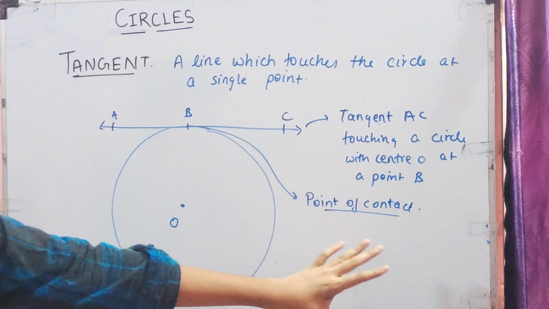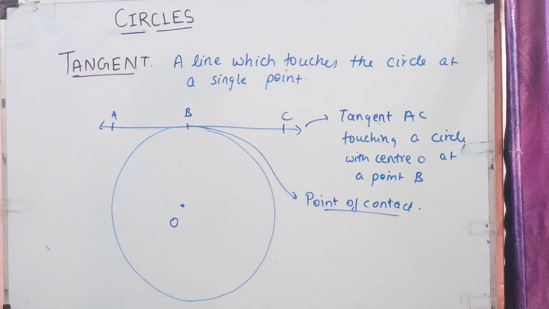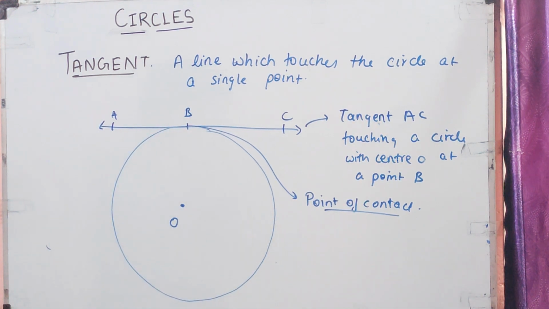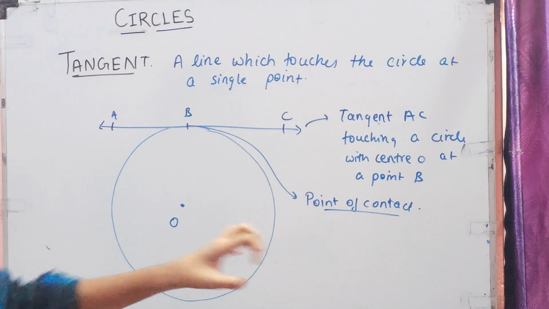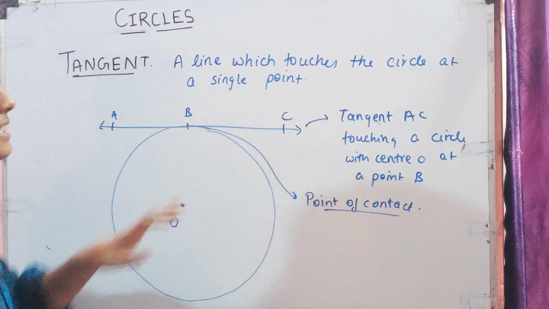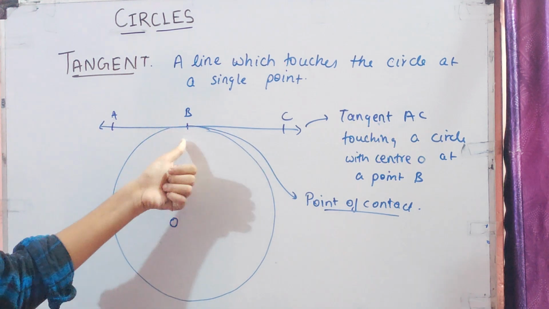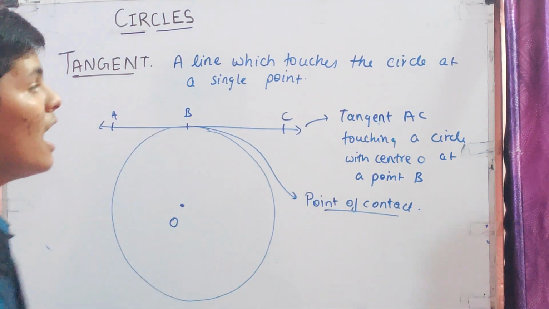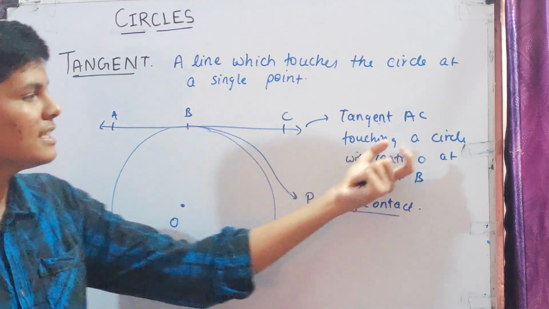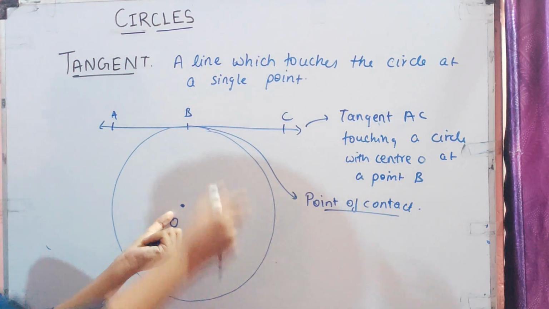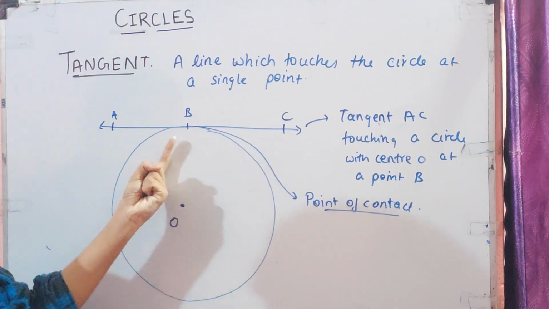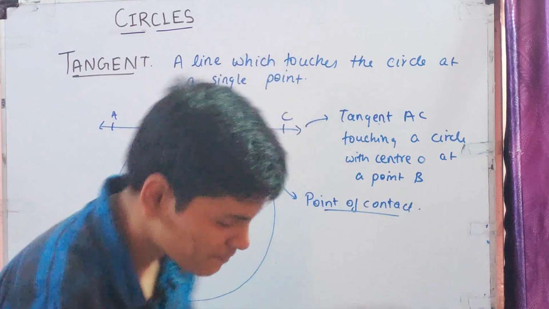Related to this point of contact, we have a theorem that whenever a radius is drawn to the point of contact, it makes 90 degrees with the tangent. We are going to prove that theorem in the next section of this video, but for now we are seeing the properties of tangent. So first thing, tangent touches the circle at only a single point. It is touching at only a single point, hence it is a tangent. How do we name a tangent? Tangent AC touching a circle with center O at a point B, and the point at which the tangent touches the circle is known as a point of contact.